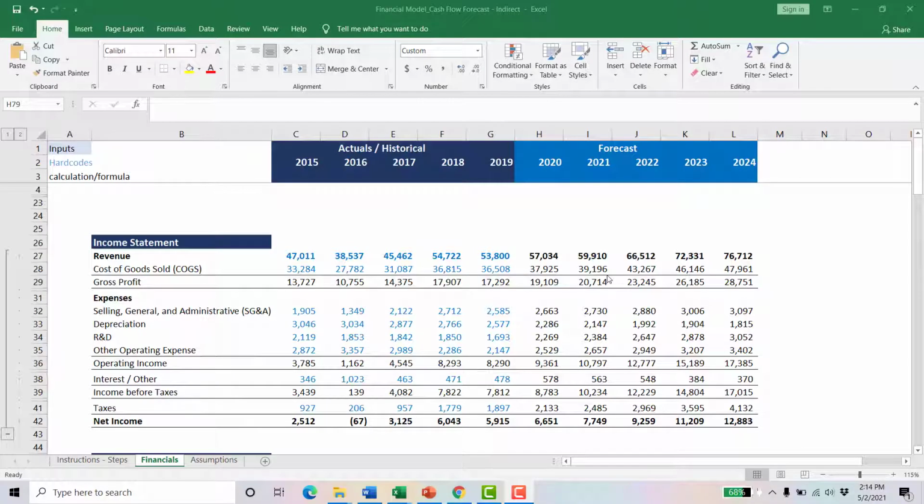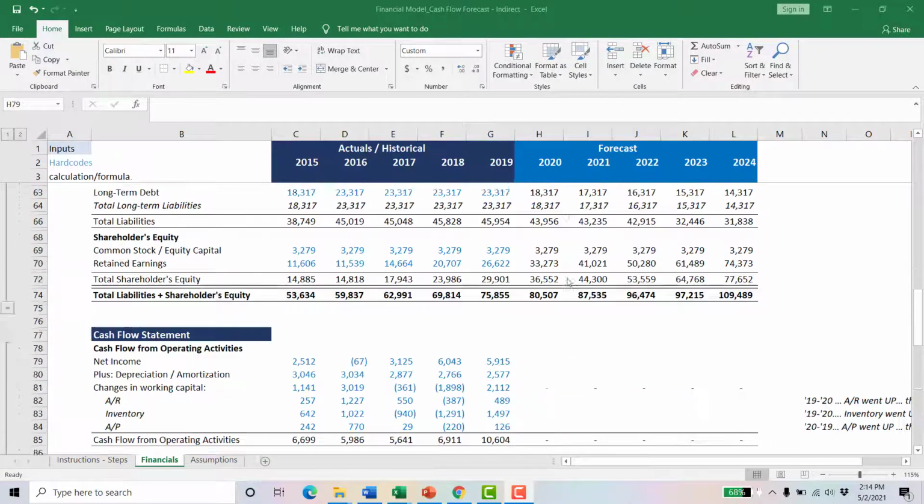So by the time you get to the cash flow statement, you've already forecasted your income statement and your balance sheet. And you can see the videos for how we did that. The link is in the description below, and I think you can click up here on the screen.